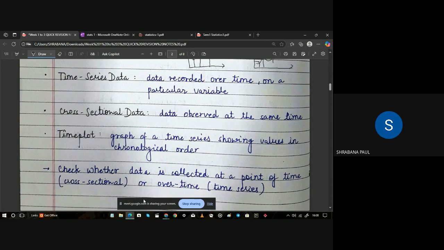Okay. Now, time series data: data recorded over time on a particular variable. What does this mean to you? Can anyone have an idea?